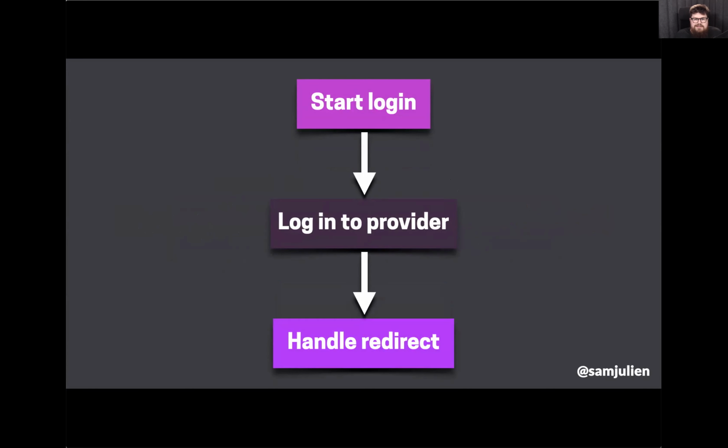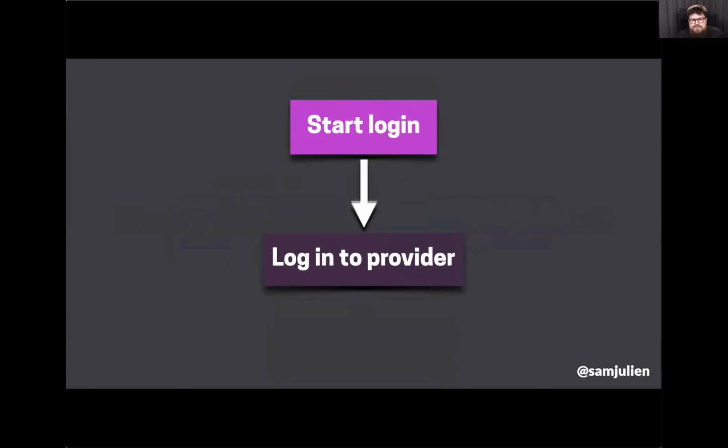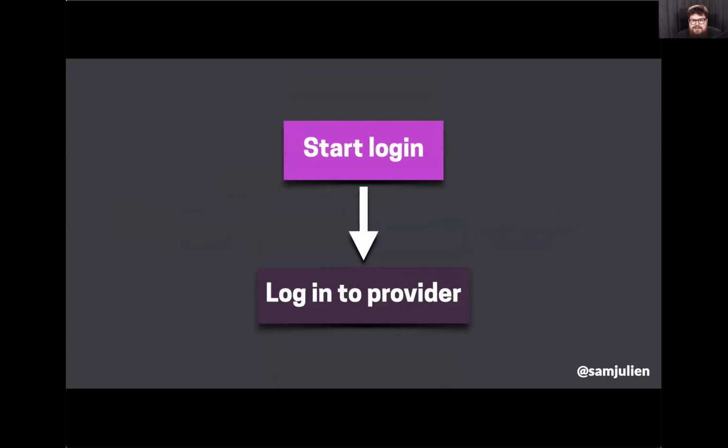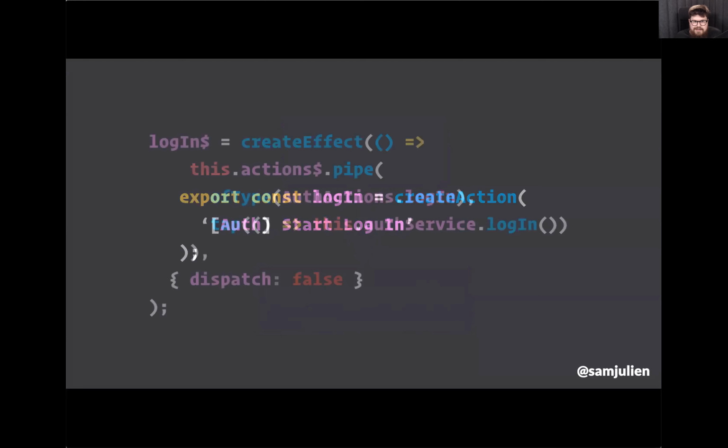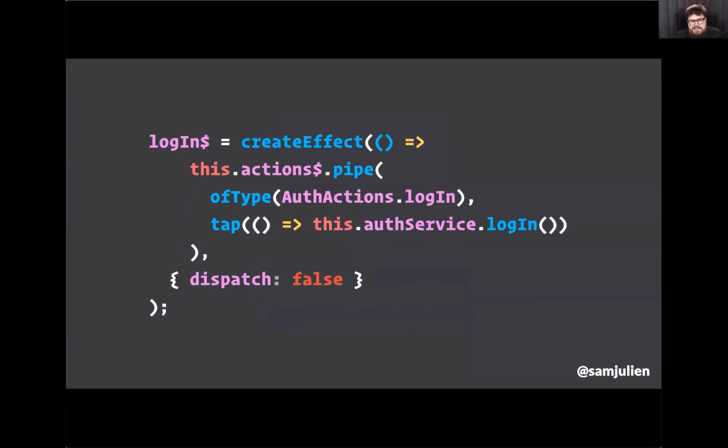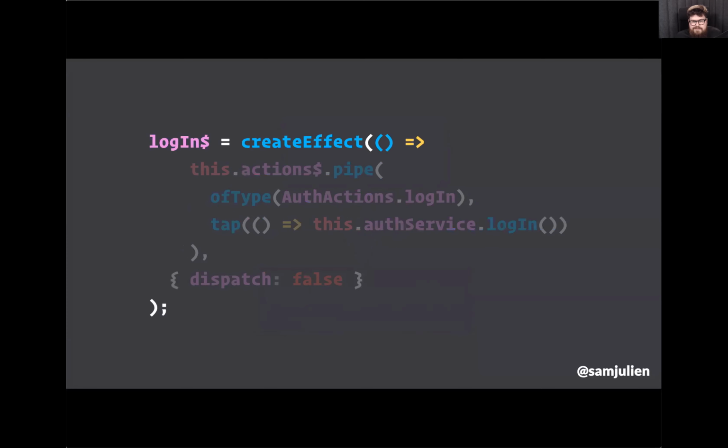So let's divide the login flow in half and just take it one piece at a time. So let's first zoom in on starting the login and logging in and see how we would implement that in NgRx. So what we would do is we would first create an action. We would have this action to start our login process, basically. And then that action is going to get dispatched, and we're going to need an effect that's going to listen for that action. So we have our effect.